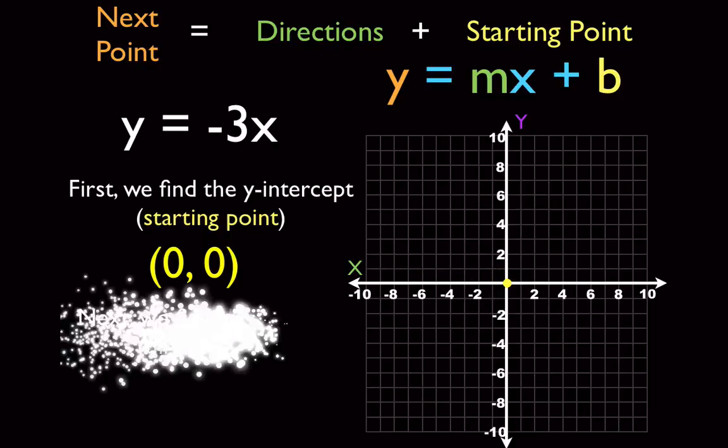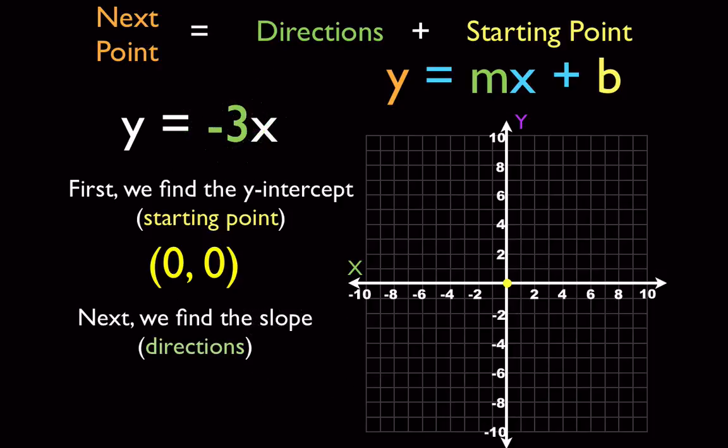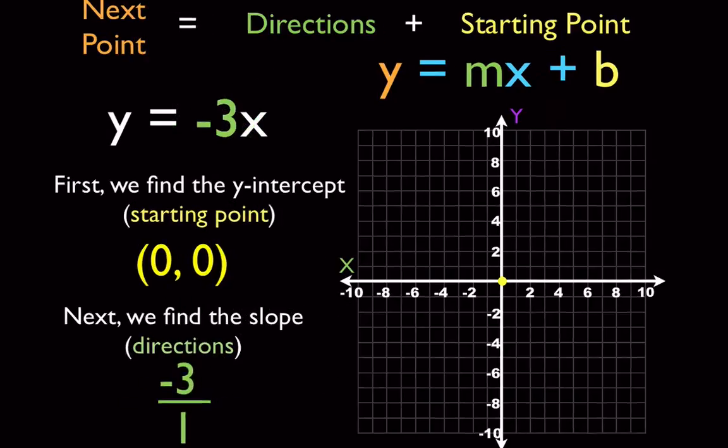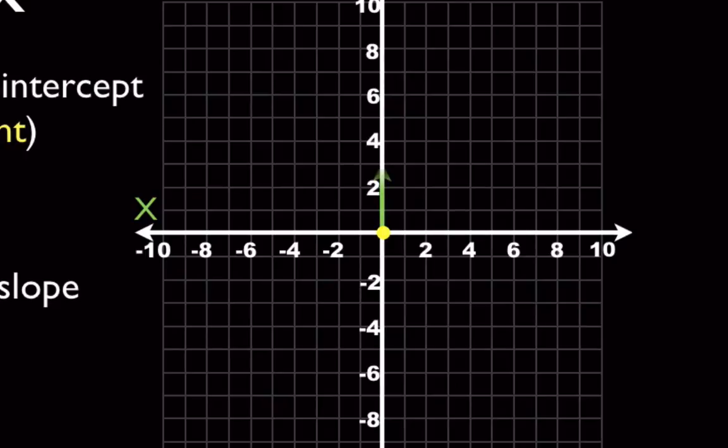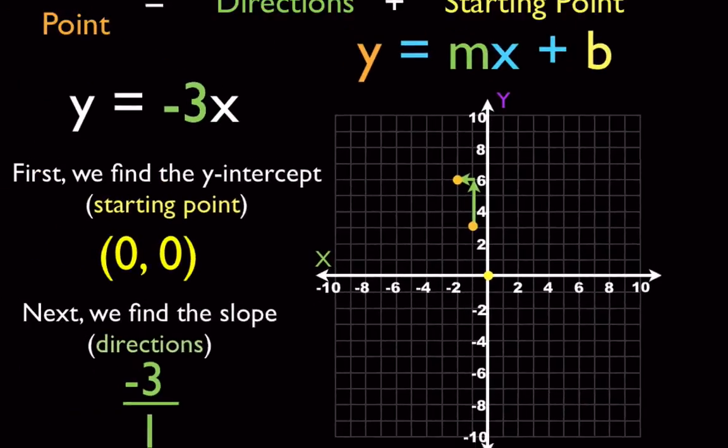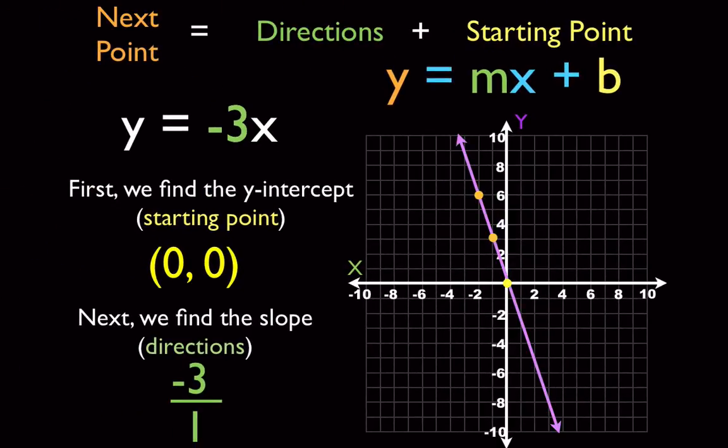And my slope, -3/1, which means I'm going to go up 3, because I always go up, but I need to turn to the left because I want my line to be a negative line. Doing that one more time. And then drawing a line to create my straight line.